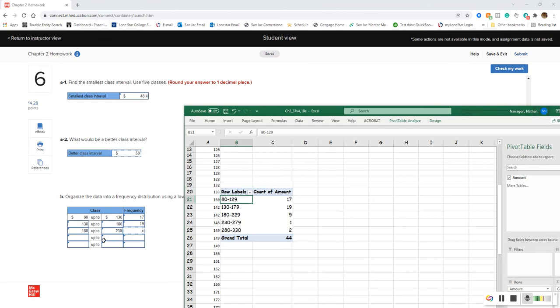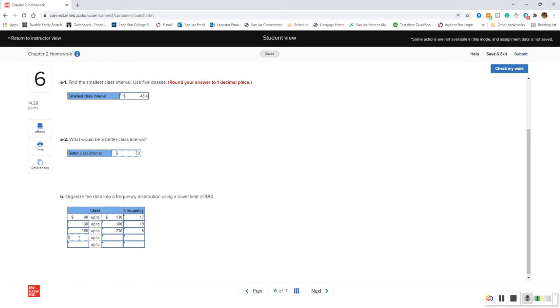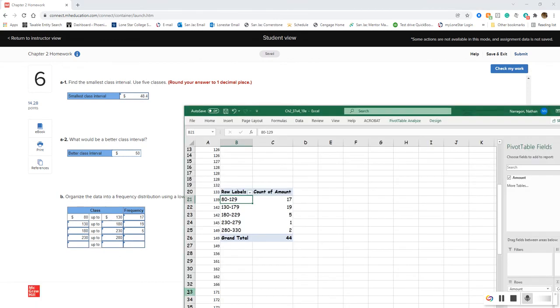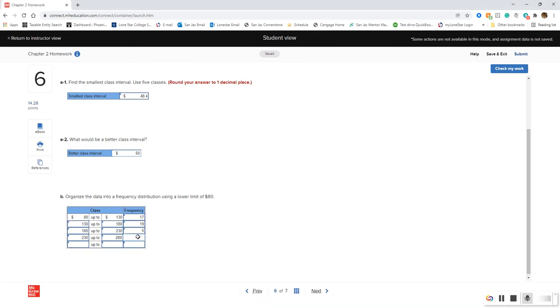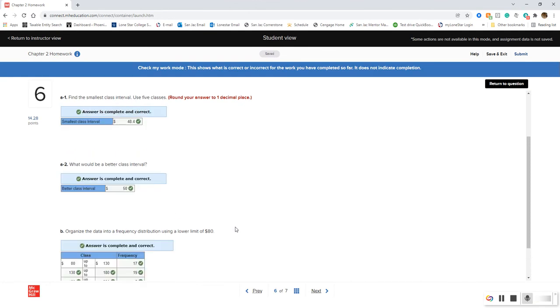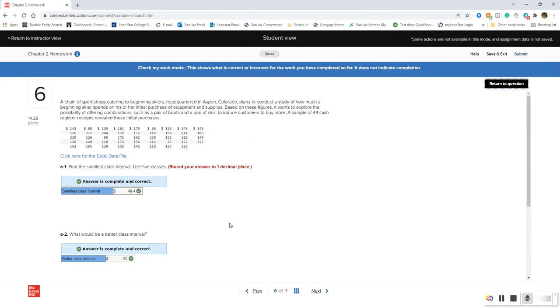Yeah, using Excel to help us out a little bit. 230 to 280. Looks like we got 1. And 280 to 330. Do we have only 1, 2? No, we had 2. Okay, check. And there you go. Okay, that was just using Excel.